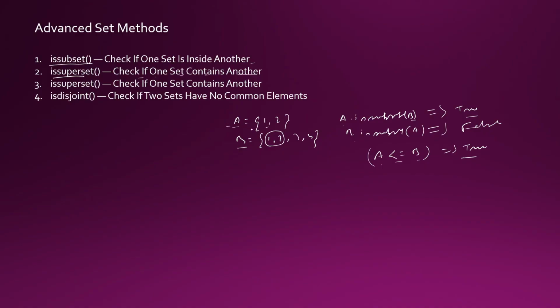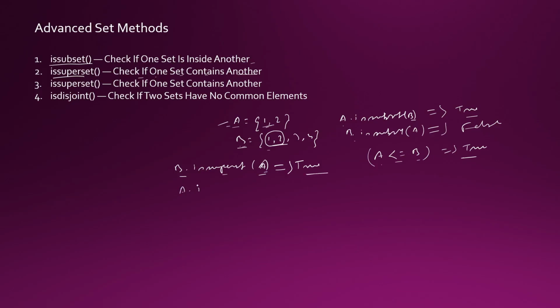Next is superset. It checks if one set contains another. That means if A is 1, 2 and B is 1, 2, 3, 4, now if we write B dot is superset of A, that should give me the answer as true. B is a superset of A, because A is present within B. That means B is superset of A. That means this is true.